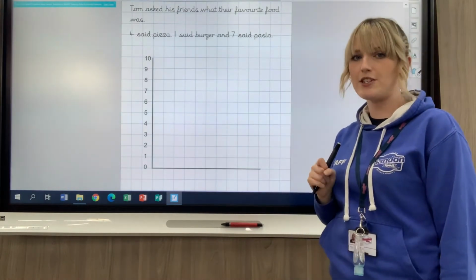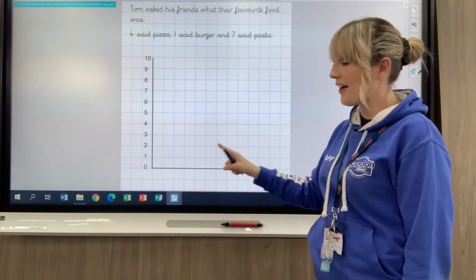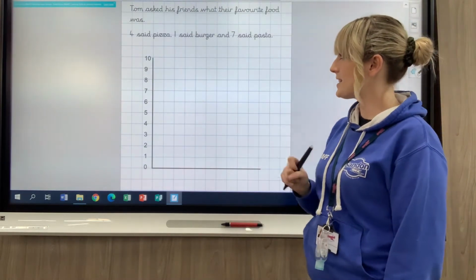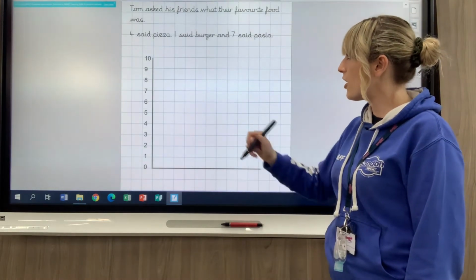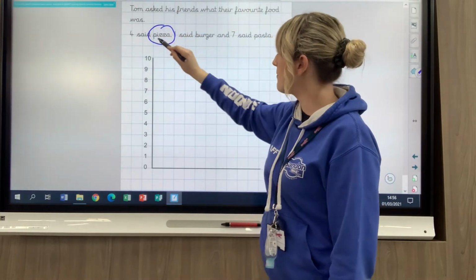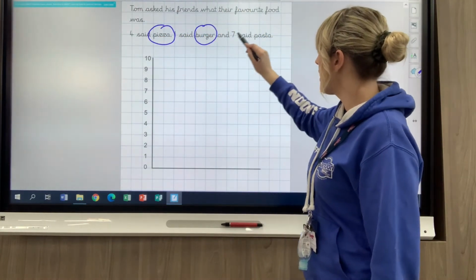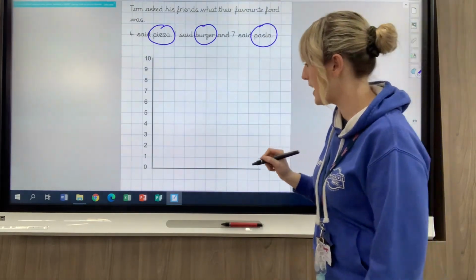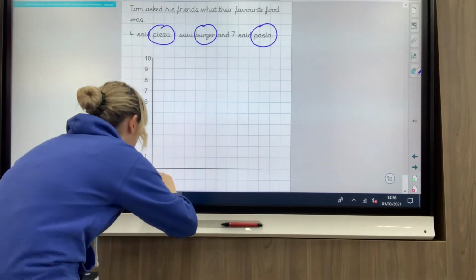So what we need to do is add the labels, make sure there's a key, and complete it, okay? So the labels are the favourite foods. So we've got pizza, burger, and pasta. Okay, so along the bottom I'm going to write those labels. So I'm going to write pizza.